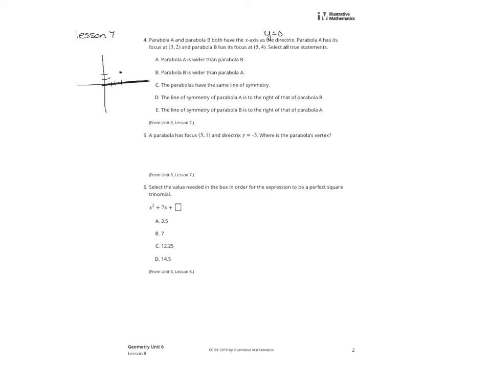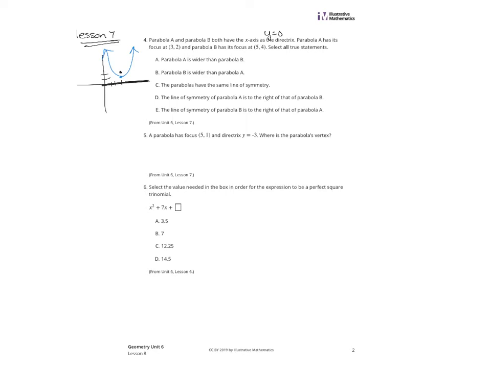So I know my parabola from lesson 7, I believe it was the second activity. I know my vertex is halfway in between the focus and the directrix. So my vertex would be somewhere halfway in the middle. And I know when my focus is above the directrix, my graph points up. So this is a rough sketch. I'm just looking at my sketch of A.